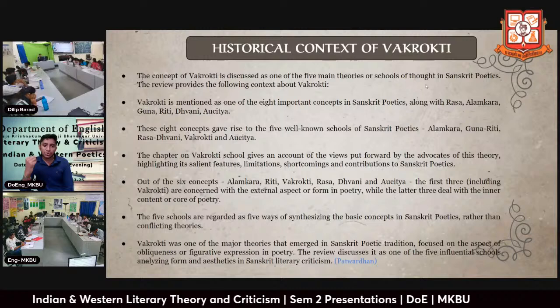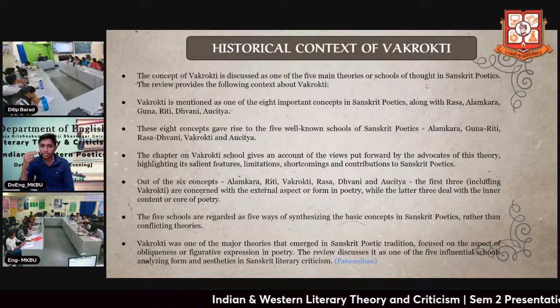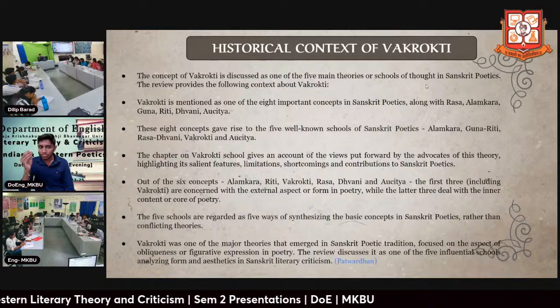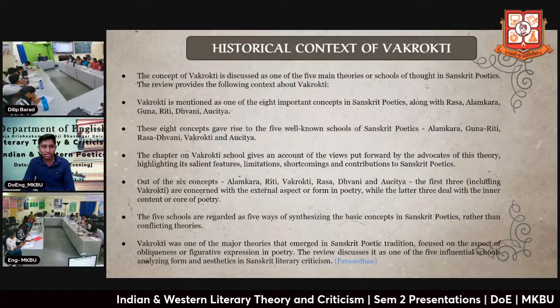Out of the concepts Alankara, Riti, Vakrokti, Rasa, Dvani, and Auchitya, the first 3, including Vakrokti, are concerned with the external aspect of poetry, while the latter 3 deal with the inner concept, the core of poetry. Mostly Vakrokti deals with the outer part of poetry. The 5 schools are regarded as 5 ways of synthesizing the basic concepts in Sanskrit poetry rather than conflicting theories.